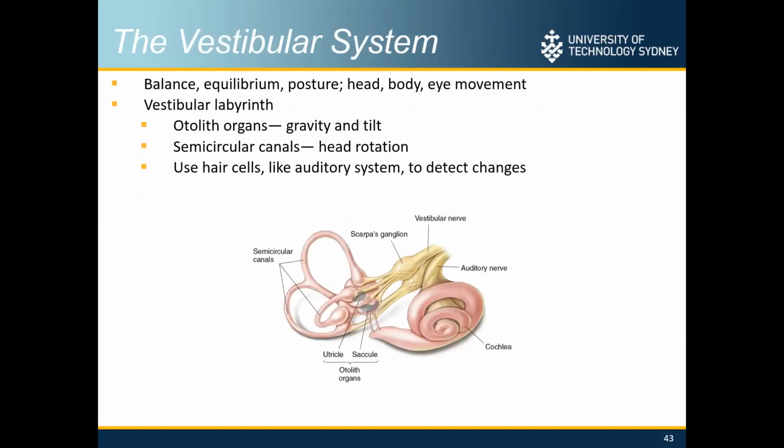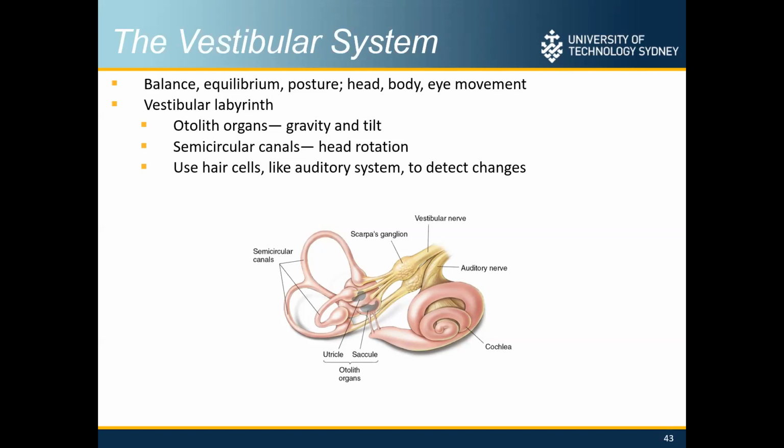The next section of this lecture looks at the vestibular system. The vestibular system plays a crucial role in our day-to-day activities as it is associated with balance, equilibrium, posture, head, body, and eye movement. The vestibular organs are present in the cochlea, which is depicted by the labyrinth structure that you can see in the diagram below.